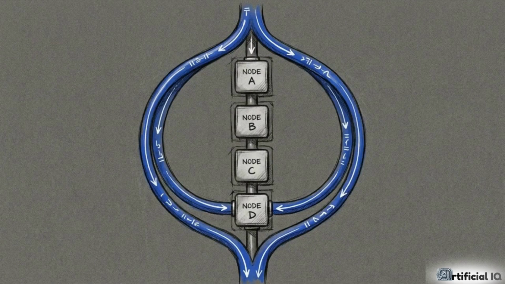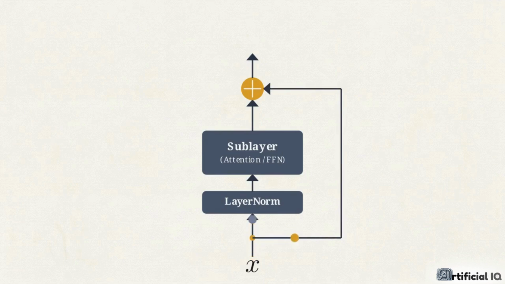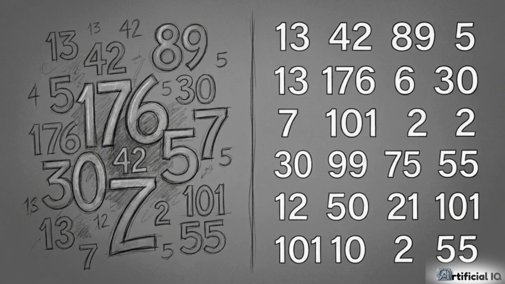To maintain signal integrity, engineers borrowed a technique from image recognition called residual or skip connections. This structural schematic shows the mechanics. The main data path splits. The input bypasses the processing blocks entirely and is added directly to the output, creating an unimpeded route for gradients to flow. The fourth and final component manages the scale of those flowing numbers, layer normalization.